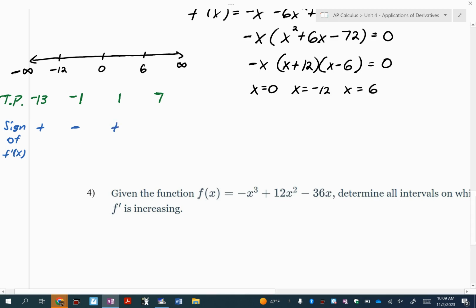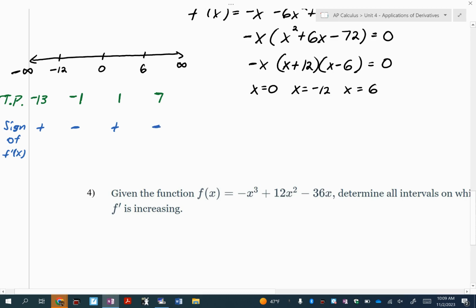And the last one is 7. Both of my factors will be positive, right? 7 plus 12 is positive. 7 minus 6 is positive. But what's the opposite of 7? Negative 7. So that's a negative. That's only one of them, so that's going to be negative.